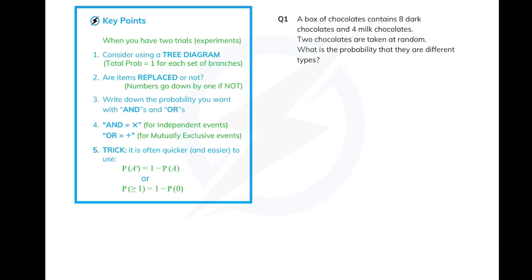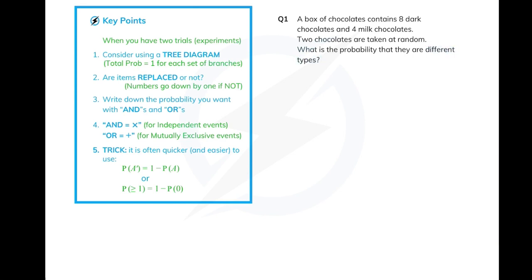So here we have a box of chocolates with 8 dark chocolates and 4 milk chocolates in it. So that's 12 in total. And 2 chocolates are taken at random. Now, it clearly says they're both taken out at the same time, but we treat that as one after the other without replacement. So these are clearly not replaced. In my experience, in my household, chocolates are never replaced. And we're asked what the probability is that they are different types.